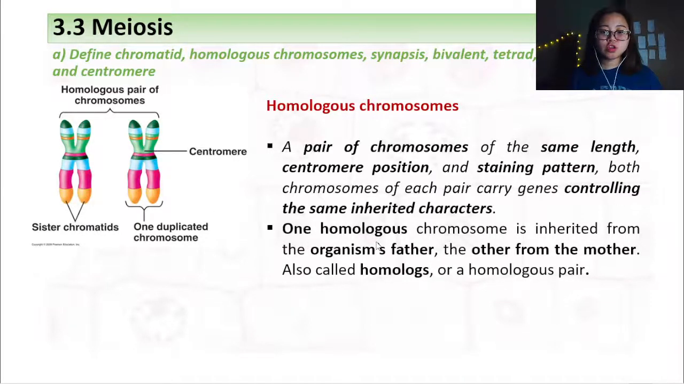One homologous chromosome is inherited from the organism's father, the other from your mother. These are called homologs or a homologous pair.